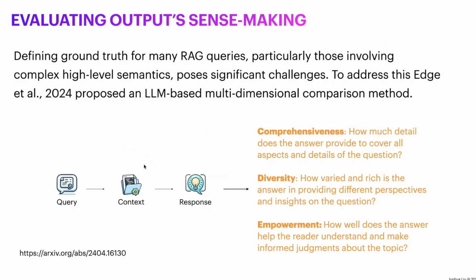The next system is to measure the sense-makingness of the output. Just now, the one we looked at measures the process, and now we start to measure the output. Instead of measuring accuracy, which is pretty naive, we measure the quality of the outputs in three different dimensions. In fact, typically we measure four. There's an overall dimension that is a weighted average of these, depending on the actual task we want. Defining ground truth for many RAG queries, particularly those involving complex high-level semantics, poses a significant challenge, and this addresses it.